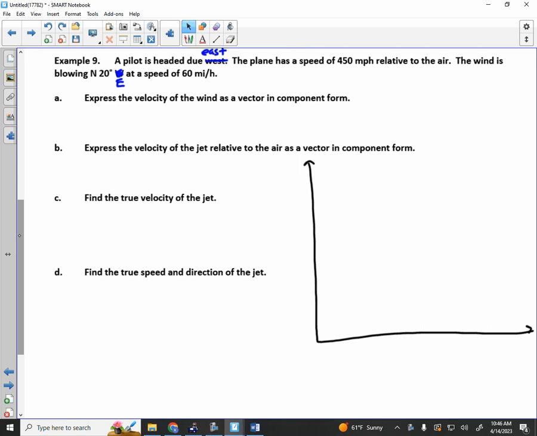Okay, so a plane, the pilot's headed east. The plane's going at 450 miles an hour relative to the air. But the wind's blowing at north 20 degrees east at a speed of 60 miles an hour. What we want to do is figure out the true speed of this jet.